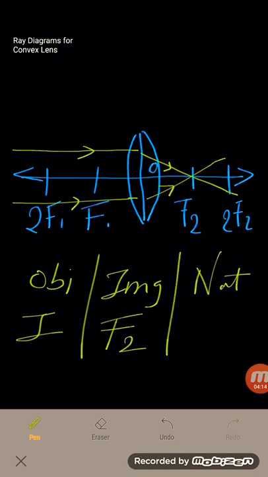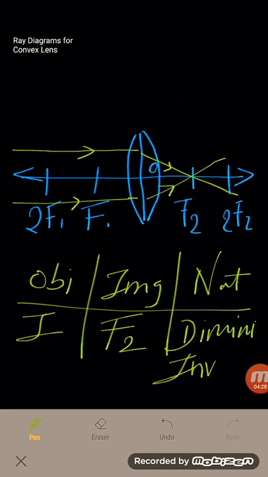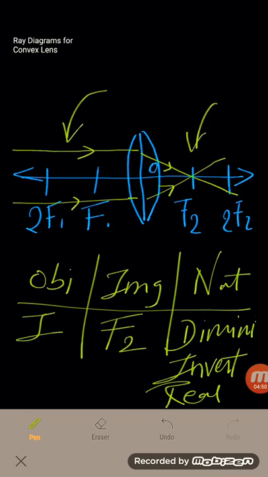And what is the nature of the image? Is it diminished? Yes, it is. It is diminished, very small, point size. It is inverted. Okay, is it real? Are these rays actually meeting somewhere? Yes. So this is a real image, right? So if there is an object at infinity, the image is at f2 on the other side. It's easy, right?